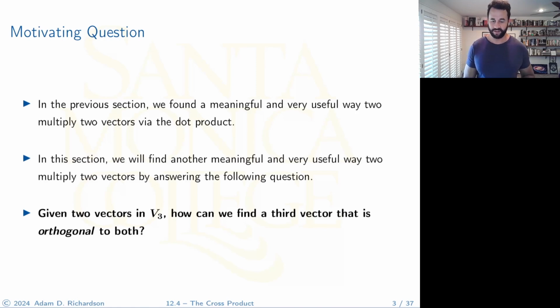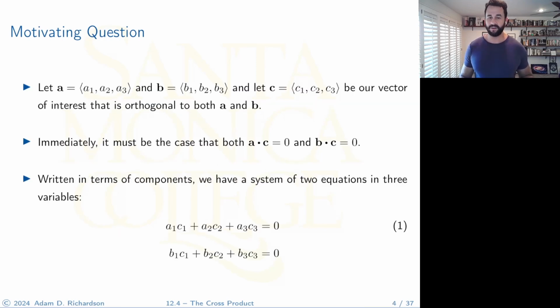All right, let's walk through it here. Let's say our vectors are A = (A1, A2, A3) and B = (B1, B2, B3). Let C be the vector of interest that's orthogonal to those other two vectors. We want to find a way to make sure that C is orthogonal to both A and B. One thing we know from the dot product in the last section is that if C is orthogonal to both A and B, then the dot product of A with C has to be 0, and the dot product of B with C has to be 0. So we need both of those dot products to be 0.